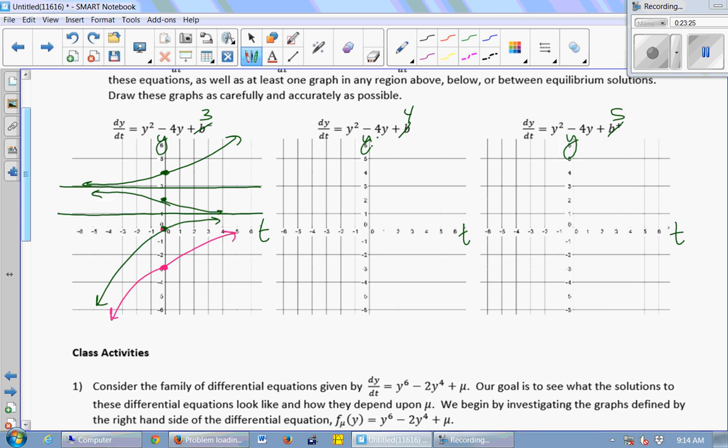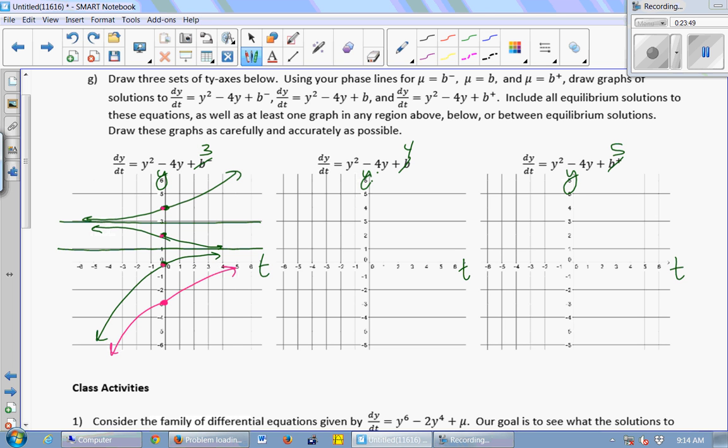So these 3 points, this one, and this one, randomly chosen, one below the equilibrium solution, one between the 2 equilibrium solutions, and one above the other equilibrium solution. I just followed the directions, right? It says include all equilibrium solutions. So I graphed those first, right? And then also at least one graph in any region above, below, or between the equilibrium solutions. Yeah, and that's exactly what I was just about to do.